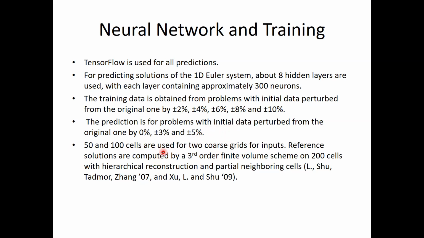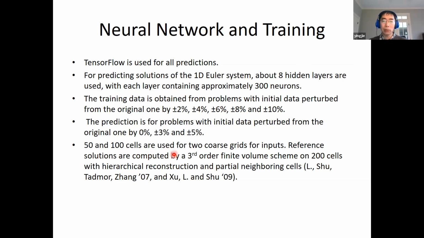And let me explain how to compute the inputs. We use a very coarse mesh. We use 50 grid cells for the original mesh, and then we refine it, so it becomes 100 cells. These two grids will be used to compute the inputs, and these are two coarse grids. Right?